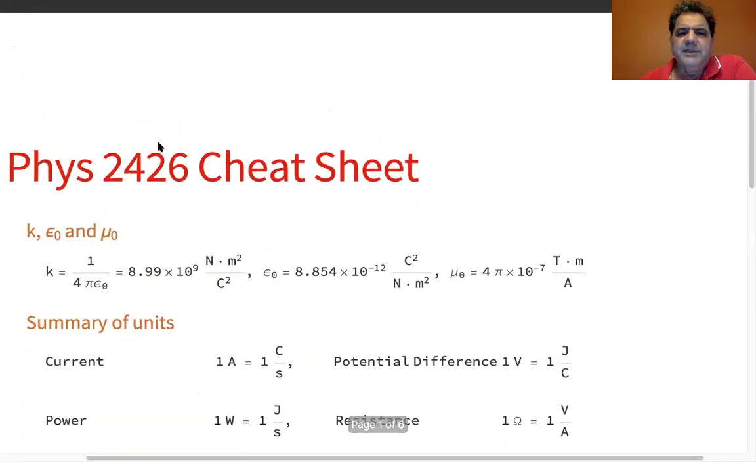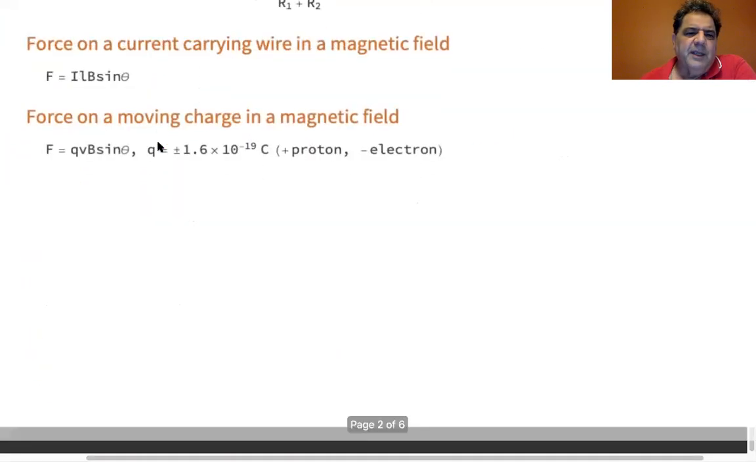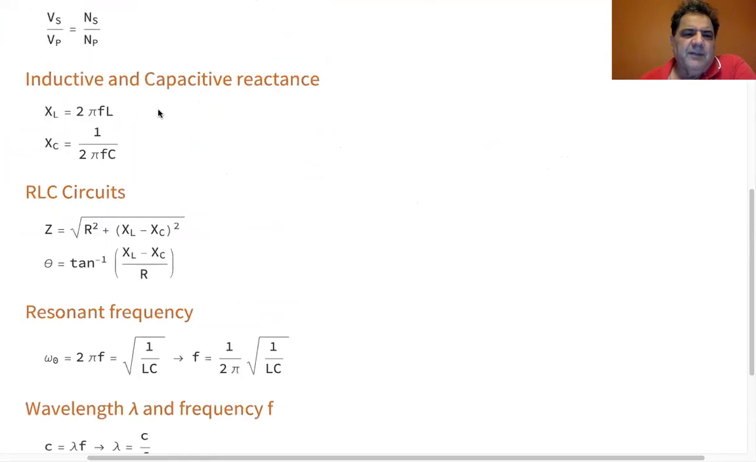I'll post this. I think it's already posted. I may change it to where I put these as X sub L is equal to omega L, which is equal to 2 pi f L, and X sub C is equal to 1 over omega C, which is equal to 1 over 2 pi f C. Okay, I think that's it for the review.